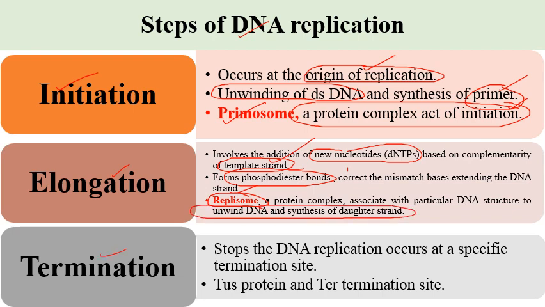Then the third step is termination, which means the stop of the DNA replication occurs at a specific termination site. And for this, a special protein is required, which is called TUS protein, and there is the TER site, that is termination site. So these 2 factors, the TUS protein and the termination site, play an important role in termination of DNA replication.